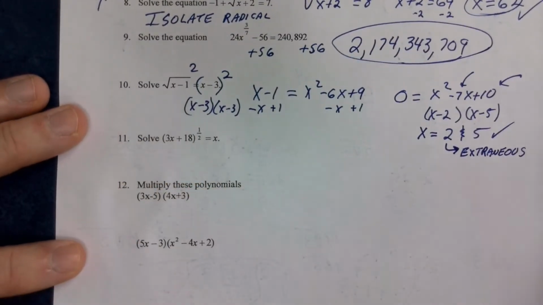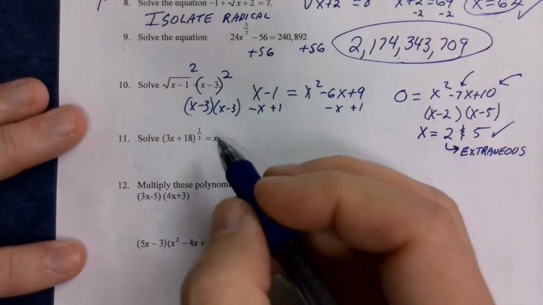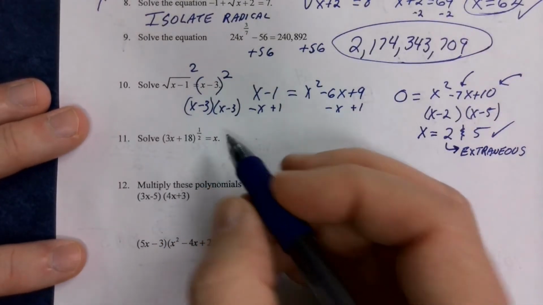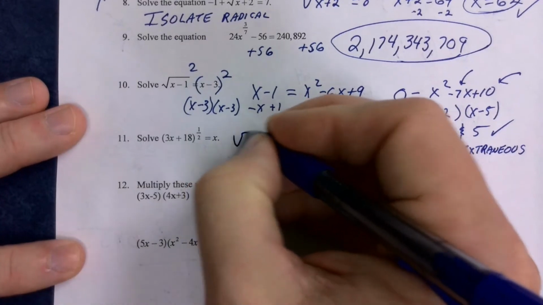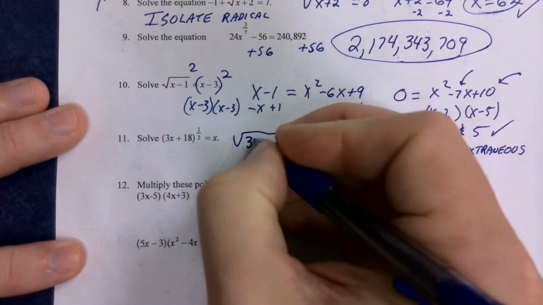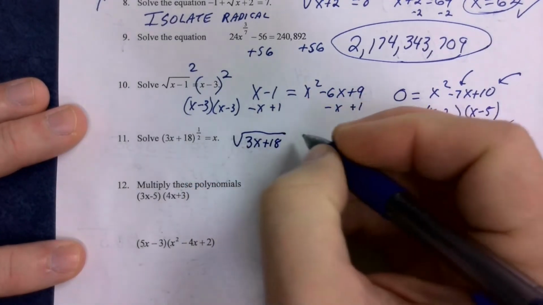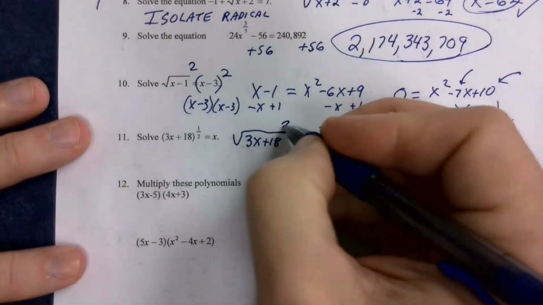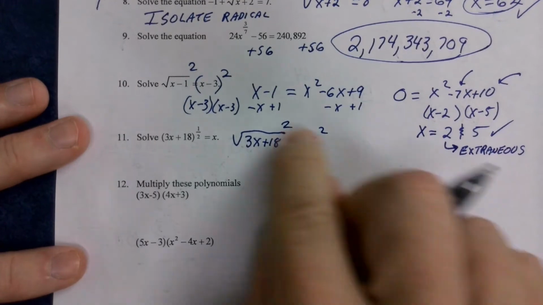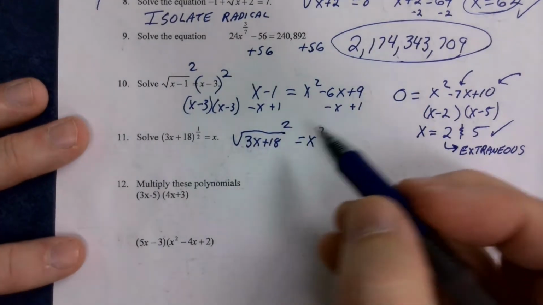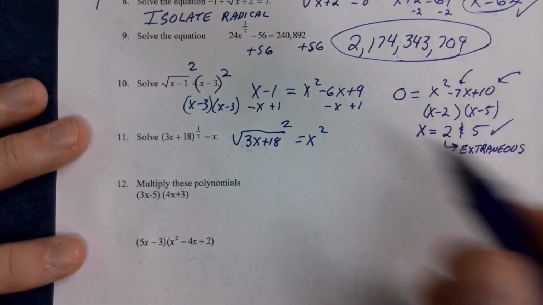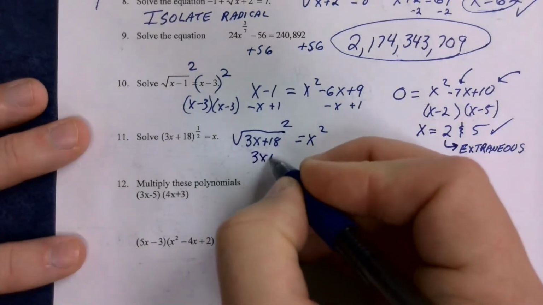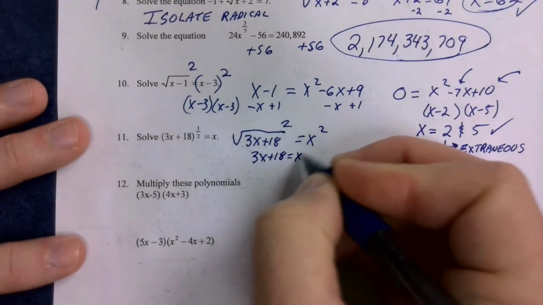Okay, here we go. So this one says solve this, 3x plus 18 to the 1/2 power equals x. I want to make sure that you guys are all clear on this, that the 1/2 power is the same thing as a square root. So I'm really just solving this. Sorry, it wouldn't have the squares on them, but that's what I'm going to do next. And I wrote it in ink, so hey, we're going to live with it. So I square both sides and I get 3x plus 18 equals x squared.